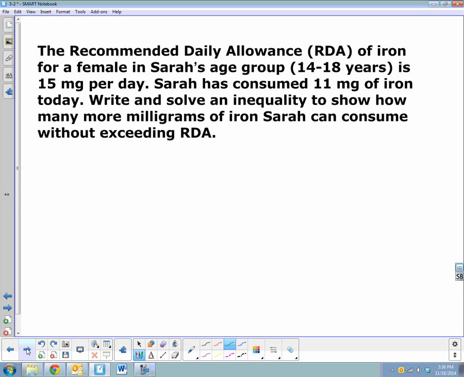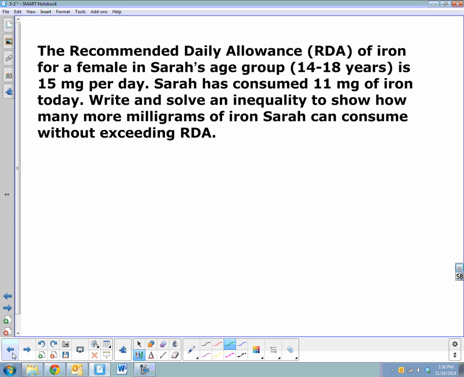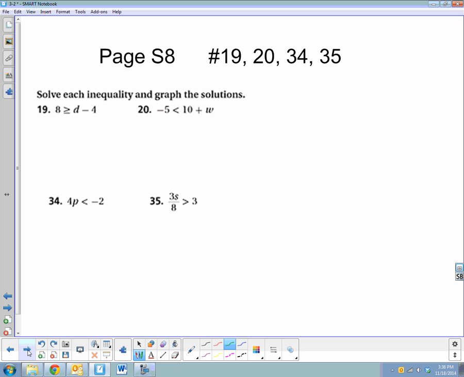Maybe give this one a try on your own. And I'm already way over time. So give this one a try and try these four on your own. And we'll talk about this word problem here, about Sarah's age group and the number of milligrams per day that she can consume, and these four on your own. And then we'll do some more problems in class tomorrow.